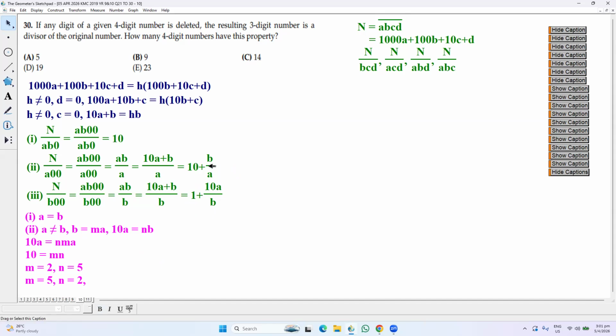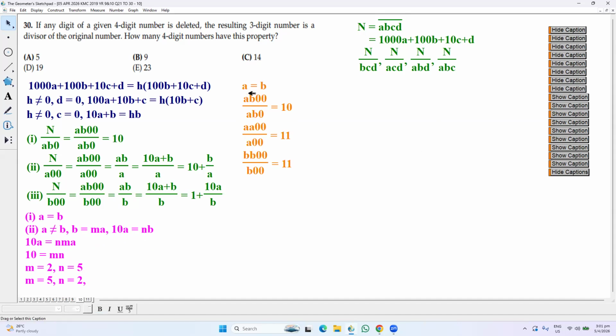The condition must be satisfied because when we delete the number, the result must be an integer when you divide. So we must solve the equation. B is MA, substitute this MA inside here. N times MA, A and A cancel. 10 equals MN. M is 2 and N is 5, or M is 5 and N is 2, like that. When A is not equal to B, the multiple must be either 2 or 5.